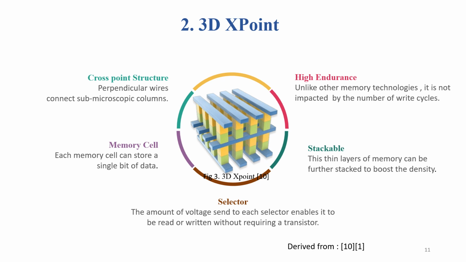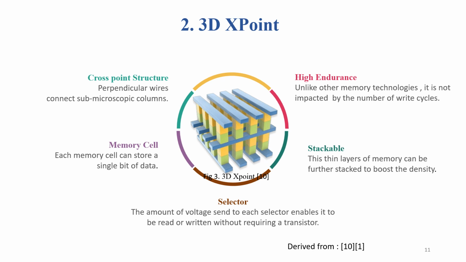So the figure shows the 3D cross-point structure memory. The blue perpendicular lines are the selectors. Perpendicular wires connect submicroscopic columns, and the white, yellow and green structure together form a single memory cell, and they are interconnected with the selectors, which are represented by the blue lines.